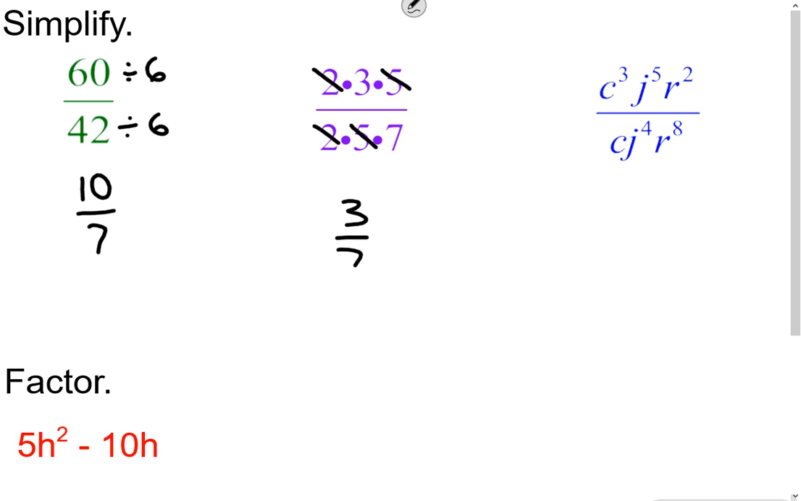When it has variables in it, again, common factors, so the c's are common factors, and this goes back to simplifying expressions that have exponents. So I have a c to the third, c to the first. Remember, we get to subtract. 3 minus 1 is 2, so I have c to the second in the numerator. The j's, 5 minus 4, that will put me at 1, so I'll have j to the first in the numerator. And with the r's, I'm going to do 8 minus 2, but now that is going to end up in the denominator because there's more r's down there, and I have r to the sixth.